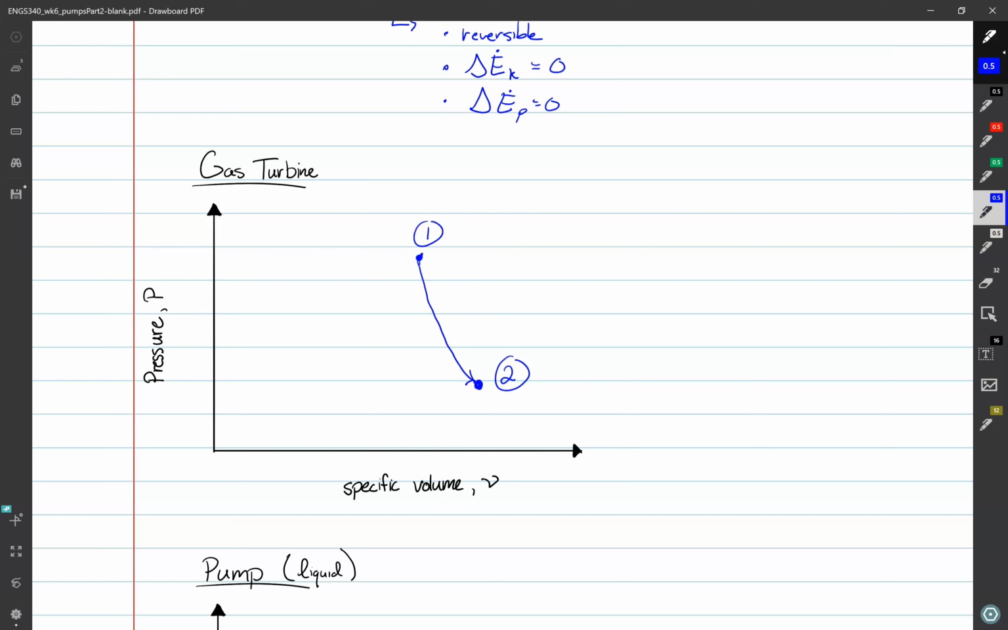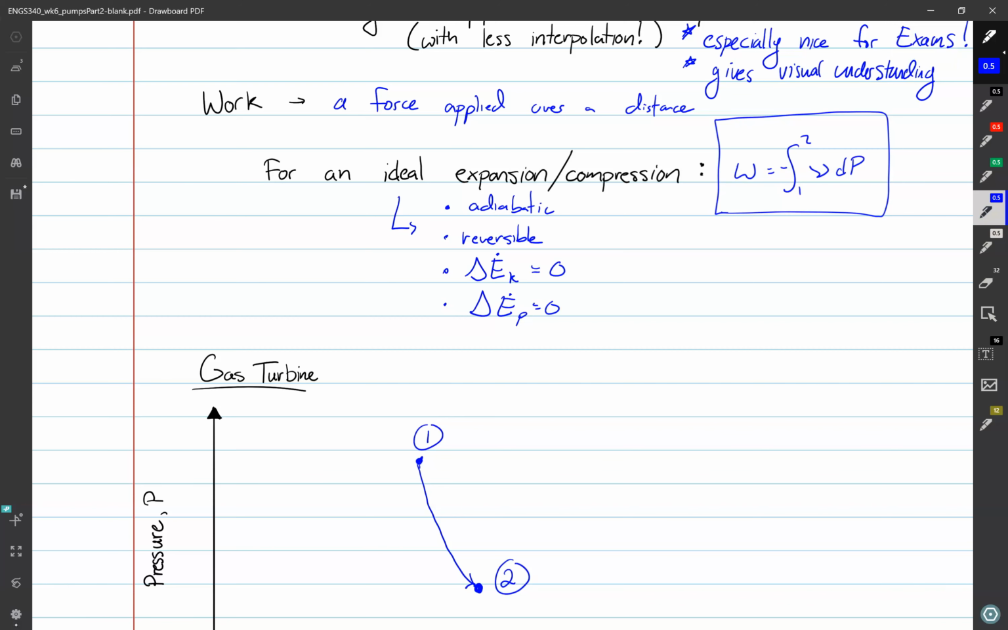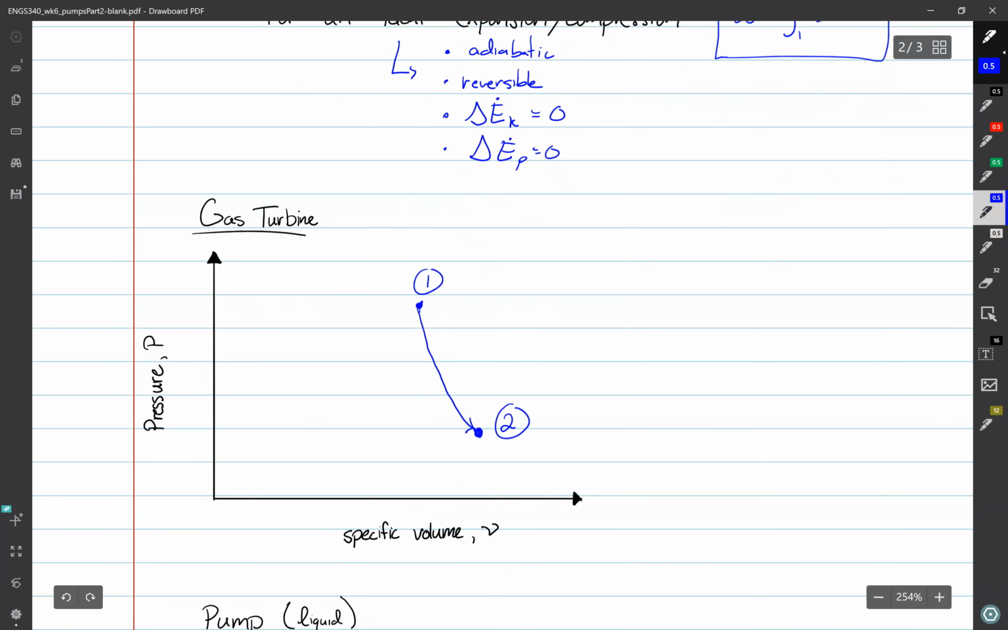Okay, from high pressure, high temperature, we expand. As we expand, the gas is going to expand to a higher specific volume. The integral that we had here, and I'll box this because that's going to be an important equation that we're going to use, is that the work is going to be equal to negative the integral of volume dP. An integral is just an area under the curve.